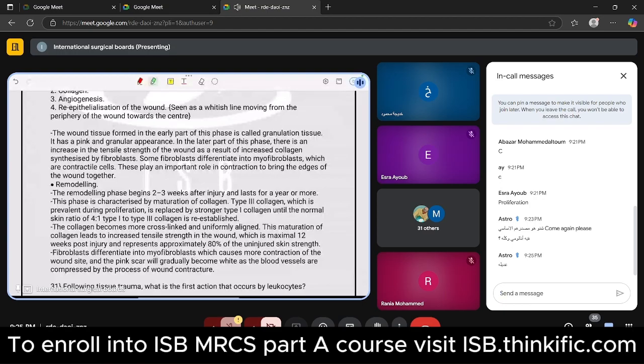So after that, there's remodeling. I'm not going to go into detail of how the wound will heal and things like that, because there's a whole lecture on the website, right? It's going to take time because it will take an hour or so to explain the whole stages.